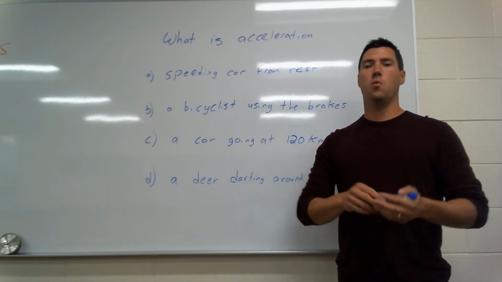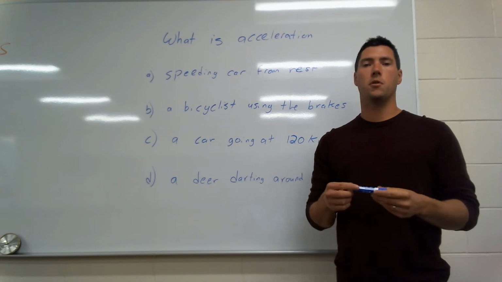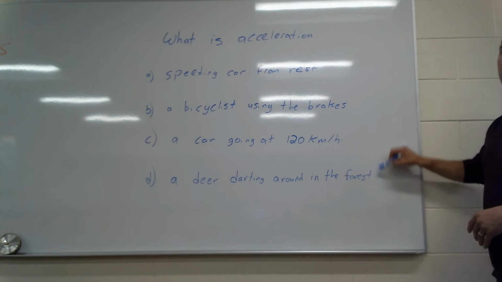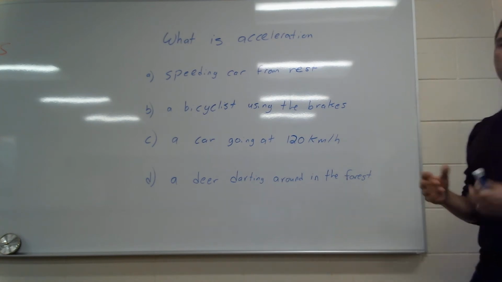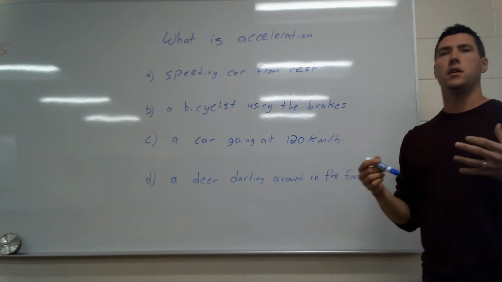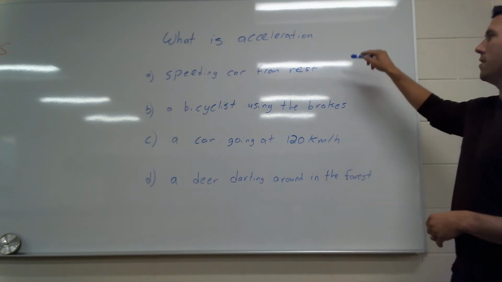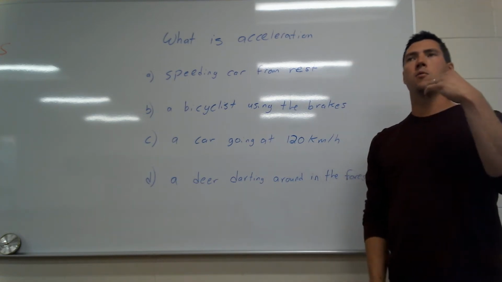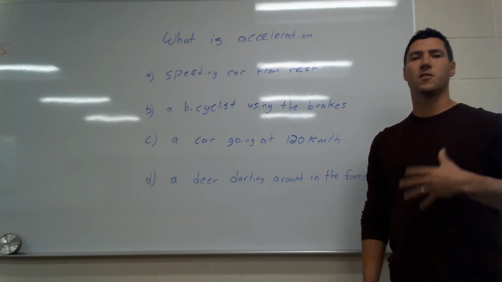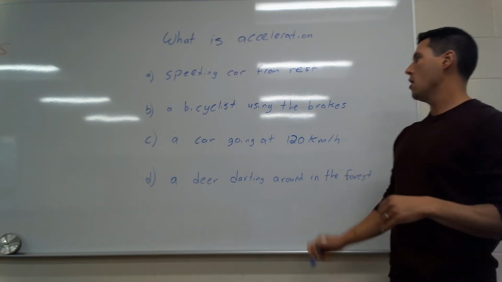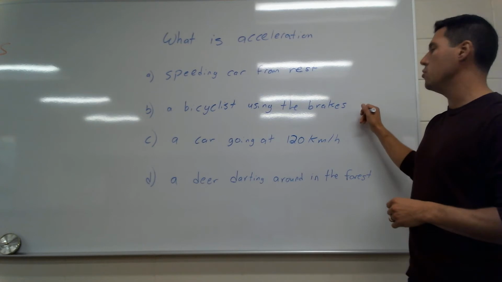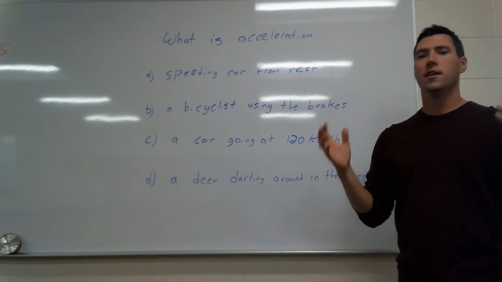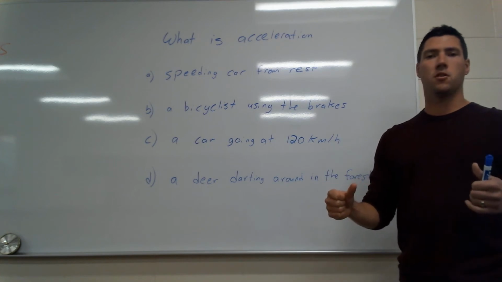So that can mean one of a few different things, and I want to talk about them through this question. We have 4 different scenarios here, and one of them does not include any acceleration. The first one says a speeding car from rest. So imagine that you're at a red light, and then you start speeding away after that red light. We have a bicyclist that is using the brakes. So you're biking down the sidewalk, all of a sudden you see a squirrel, got to stop right away, slam on your brakes on your bicycle.